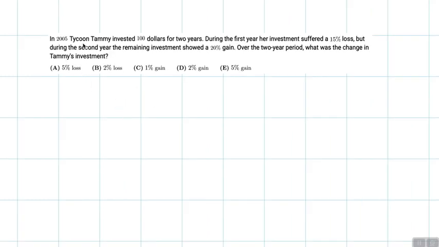In 2005, Tycoon Tammy invested $100 for 2 years. During the first year, her investment suffered a 15% loss, but during the second year, the remaining investment showed a 20% gain. Over the 2-year period, what was the change in Tammy's investment?